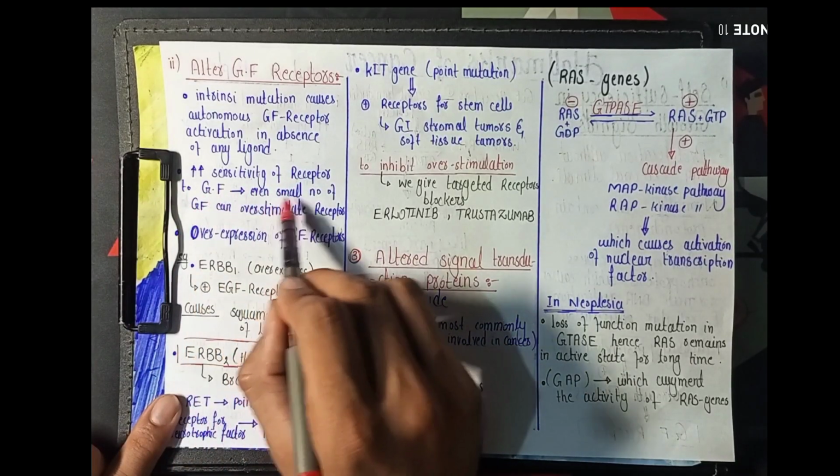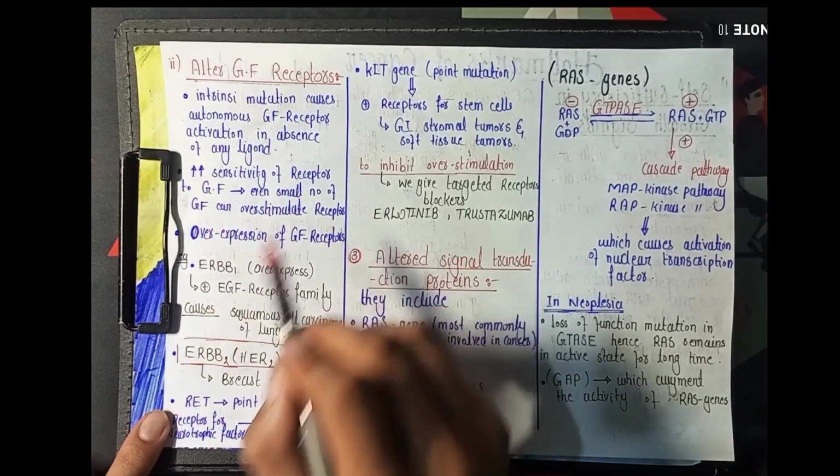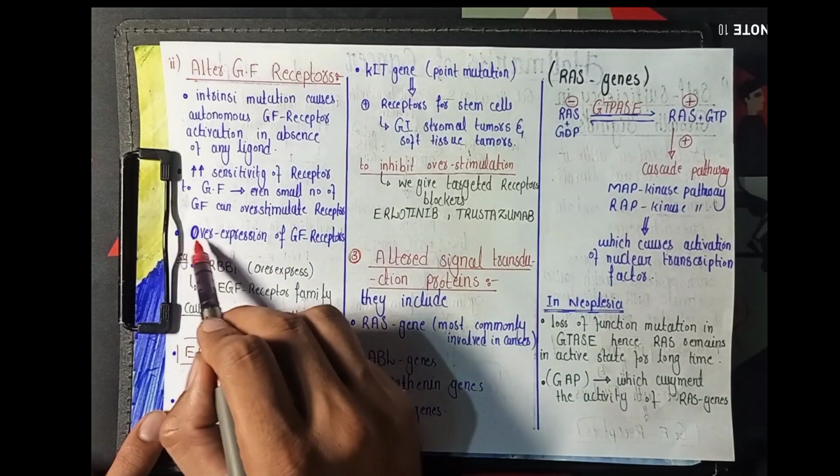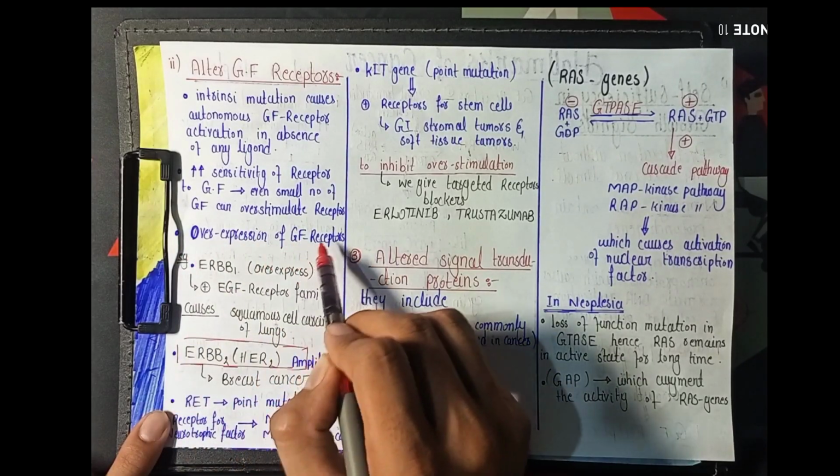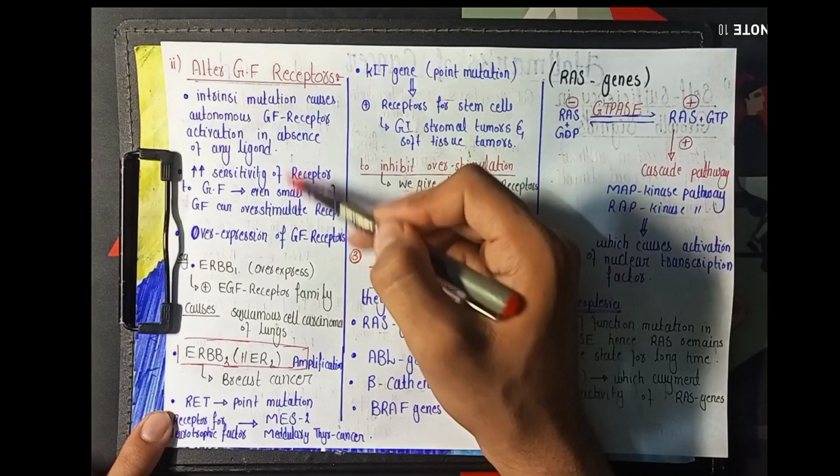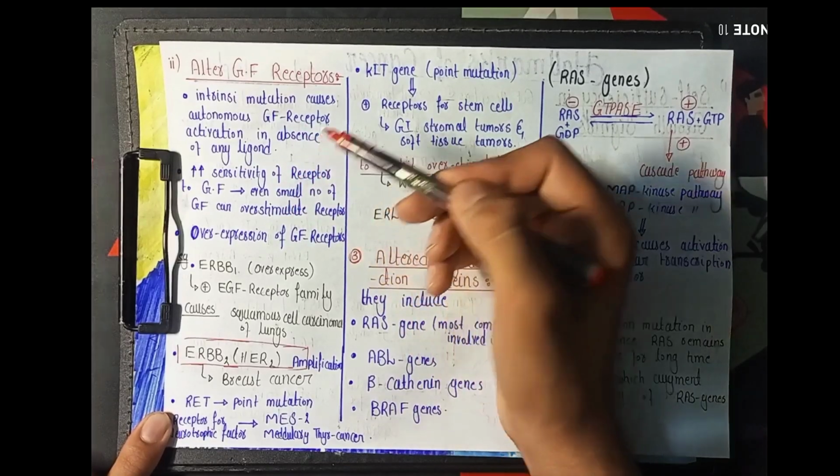Increased sensitivity means that a smaller amount of growth factor can overstimulate the receptors. The third one is the overexpression of the growth factor receptor. So all of these three changes lead toward the neoplastic changes.